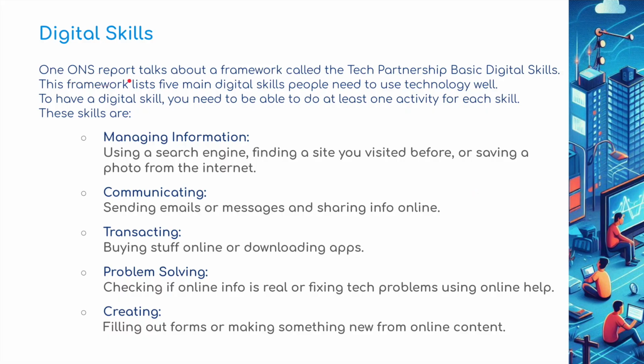So, one Office of National Statistics report talks about a framework called the Tech Partnership Basic Digital Skills. This framework lists 5 main digital skills people need to use technology well. To have a digital skill, you need to be able to do at least one activity for each skill. These skills include managing information, so using a search engine, finding a site you visited before, or saving a photo on the internet. Communicating, sending emails or messages and sharing info online. Transacting, buying stuff online or downloading apps. Problem solving, checking if online info is real or fixing tech problems using online help. And creating, filling out forms or making something new from online content.